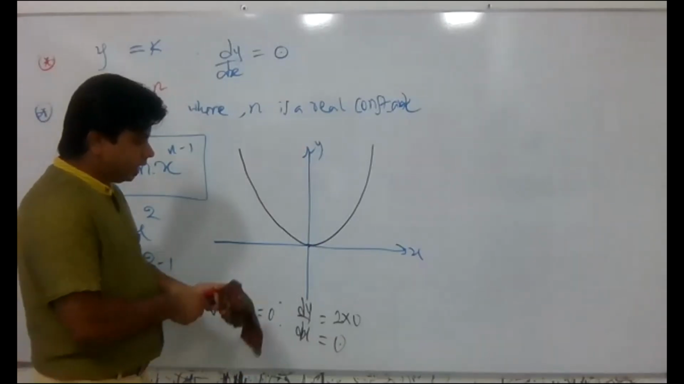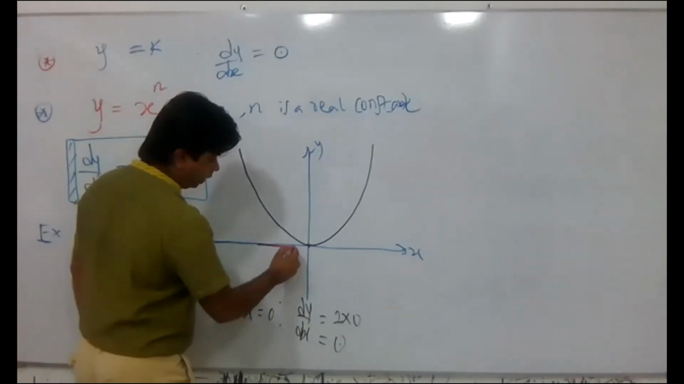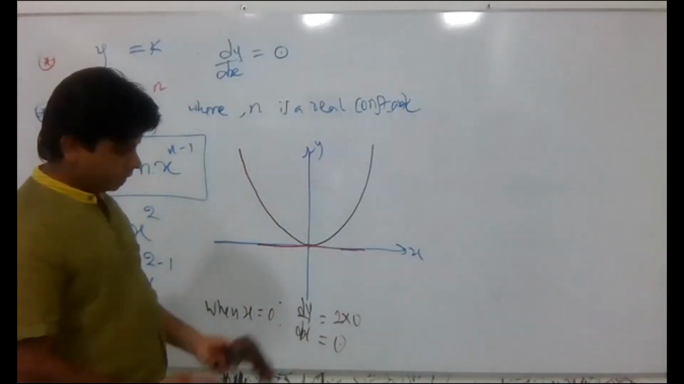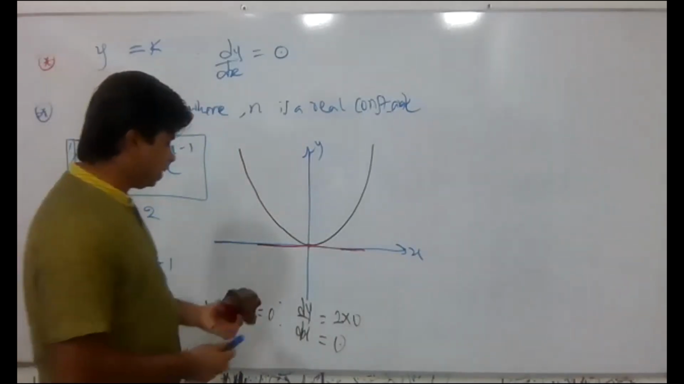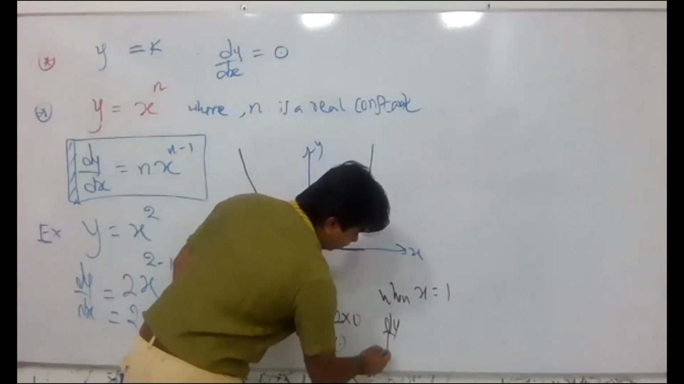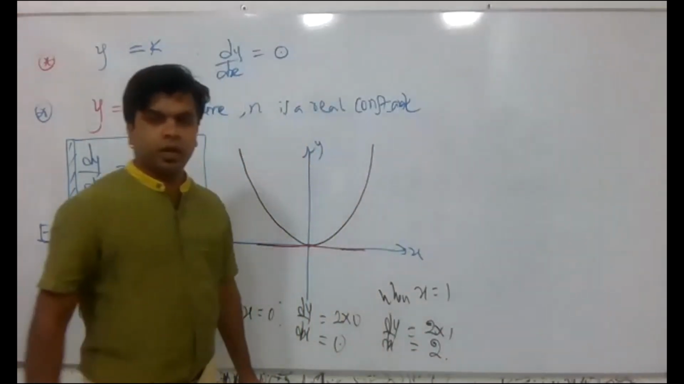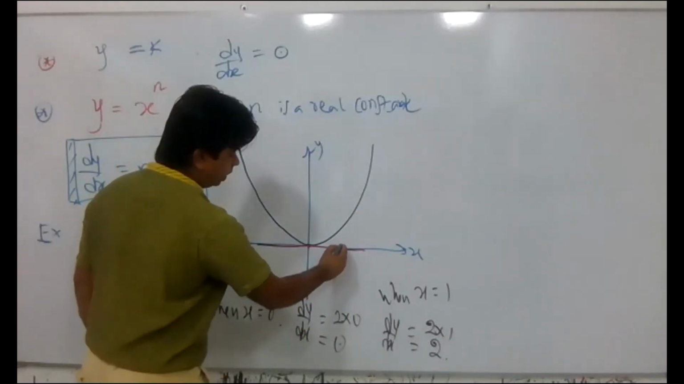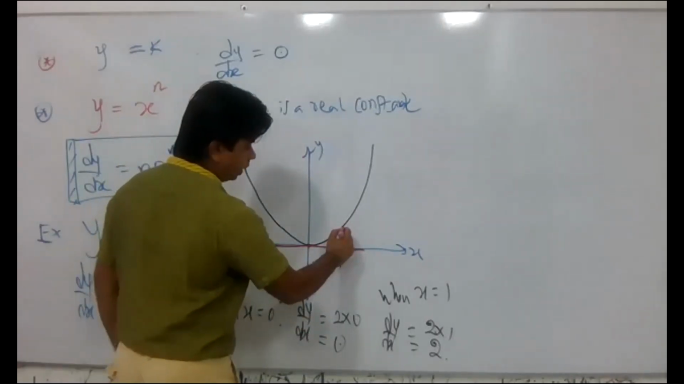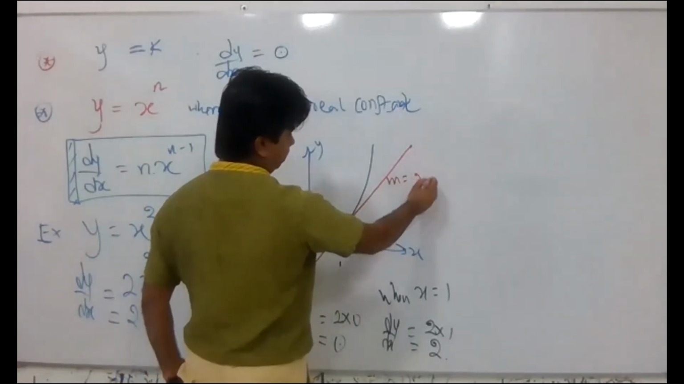Correct? So you can see that if you draw a tangent at this point, it's the x-axis. The tangent coincides with the x-axis. Now, if I ask what is the gradient when x equals 1, you can see that dy by dx equals 2 into 1, which is 2. Now, x equals 1 means maybe somewhere here. At that point, if you draw a tangent like this, this particular tangent has the gradient 2.